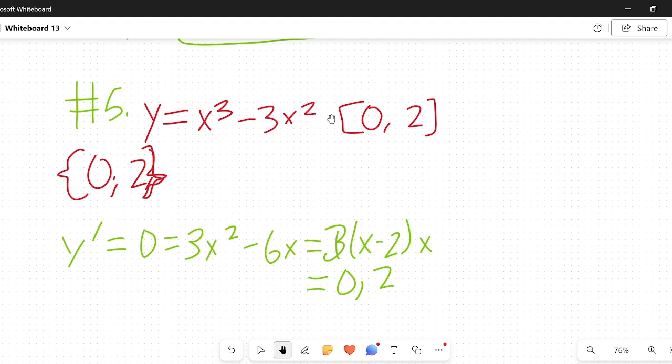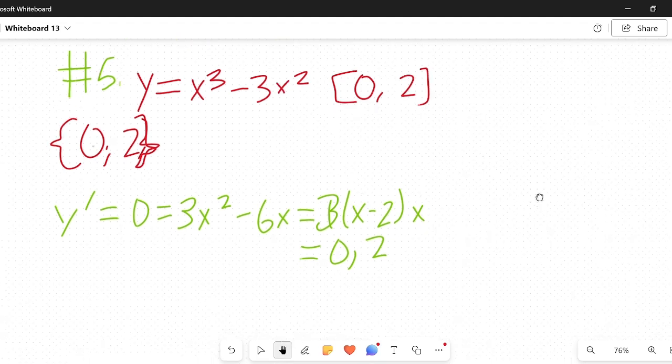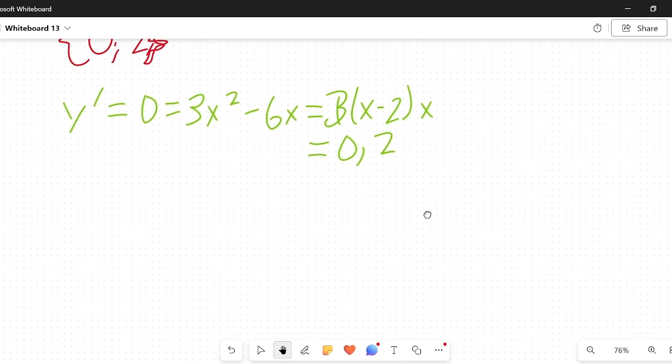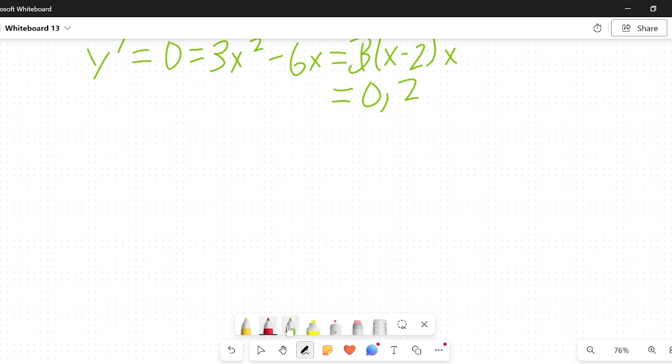So this is essentially how it works. If we're given an interval, this is how we find the absolute maximum and absolute minimum. But now let's talk about relative maximums and relative minimums with problem number 6, right?